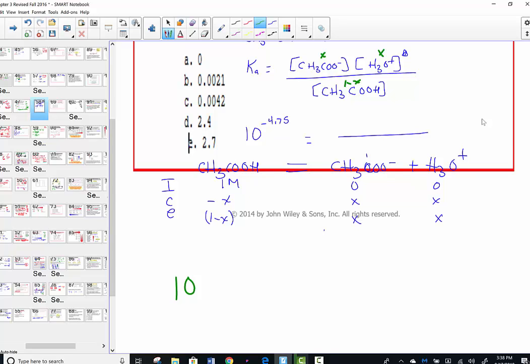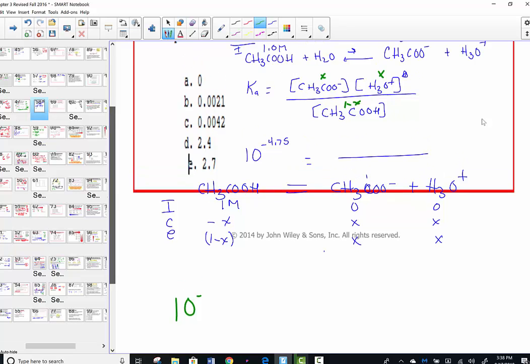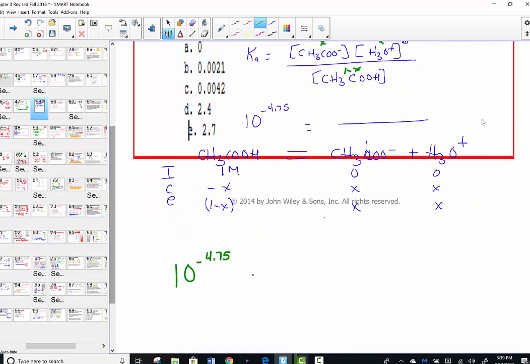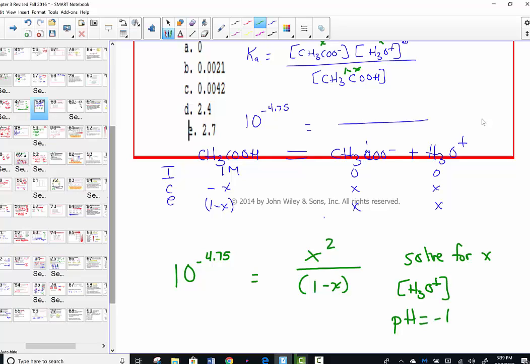10 raised to the negative 4.75 is our expression for Ka. It will be set equal to X squared over 1 minus X. We need to solve for X, where X represents the molar concentration of the hydronium ion, and from there we can find pH by taking the negative log of that acid ion.